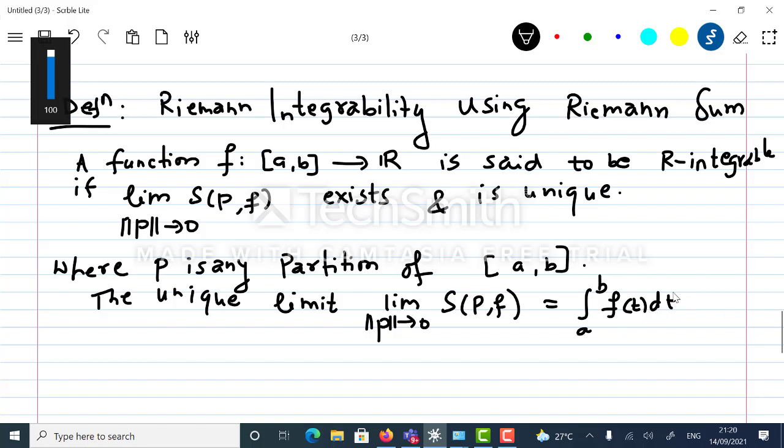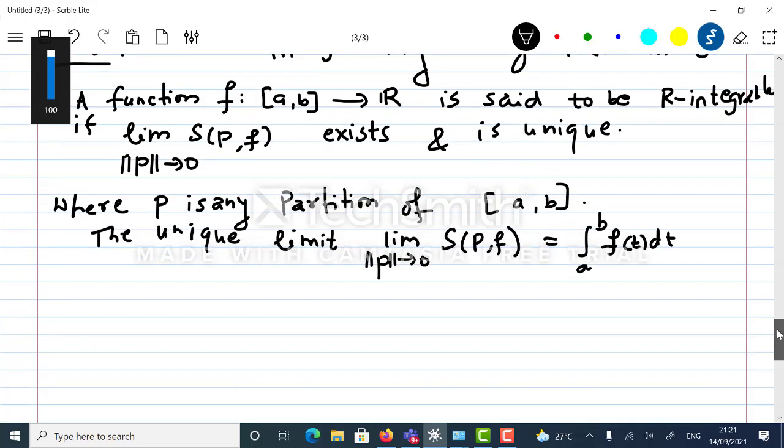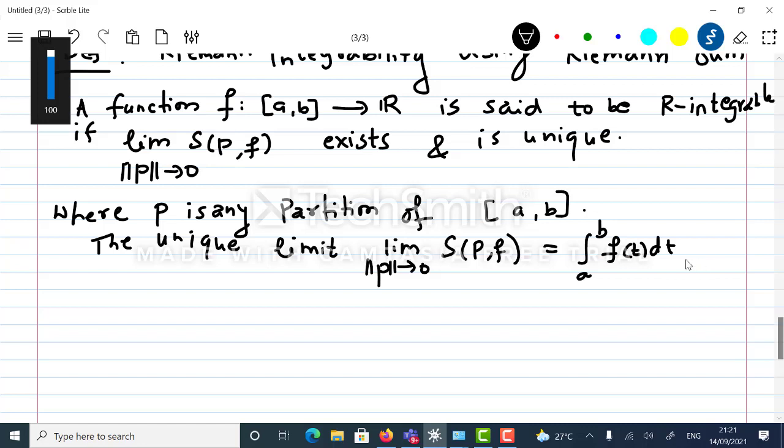So if I know the function is Riemann integrable, then to find the integration, I basically just find out, as norm P goes to 0, S(P, f). If I could find out this limit, then I will get the integral value of f. Right.